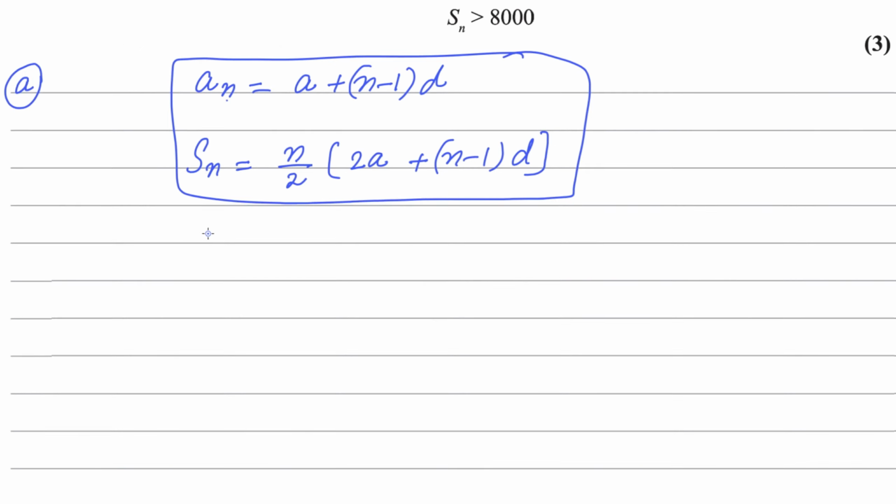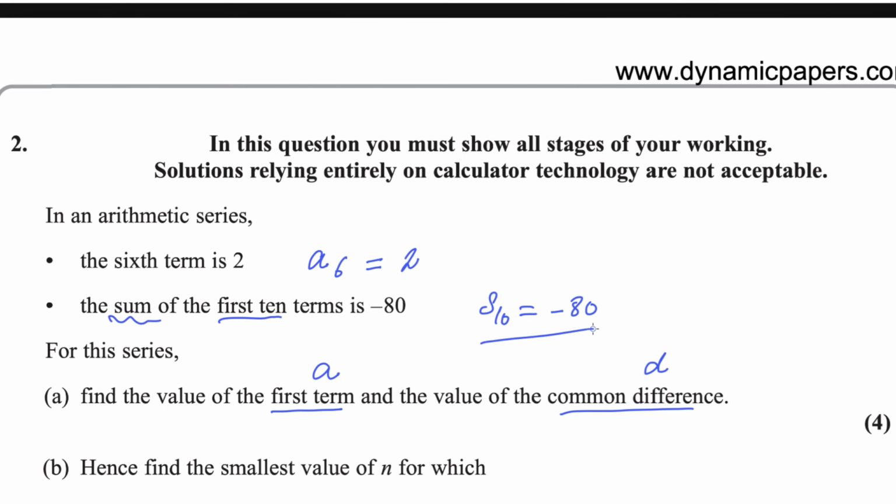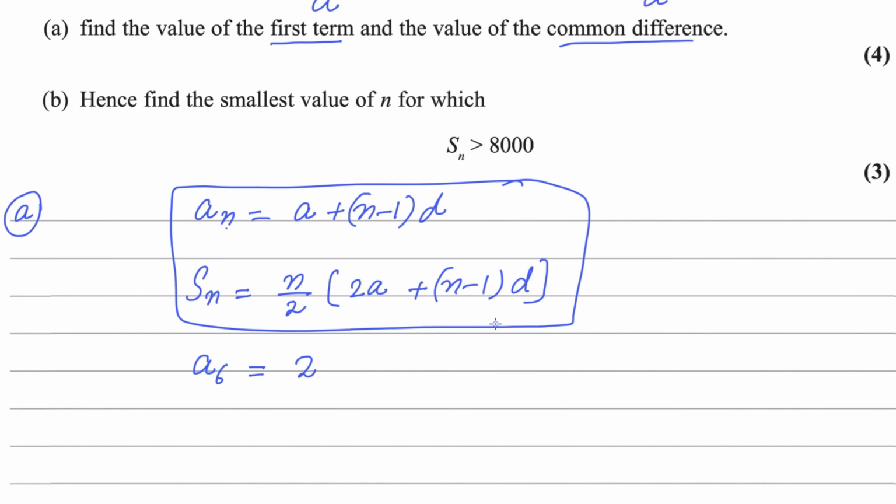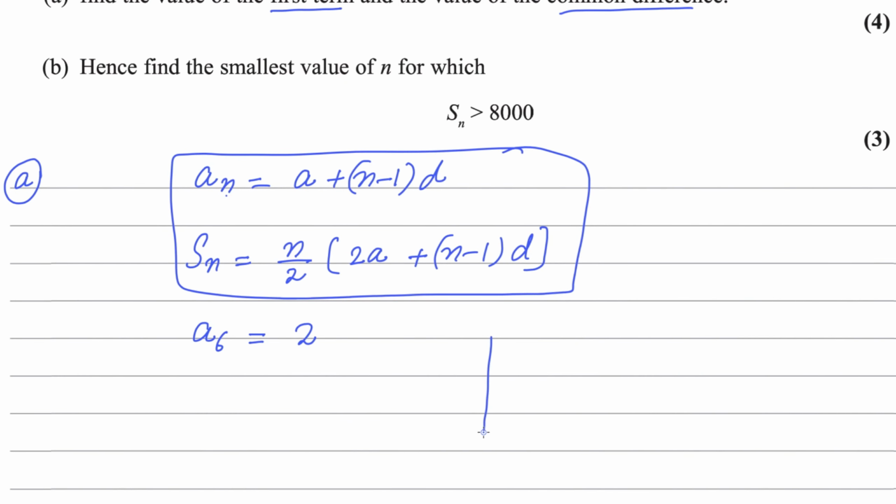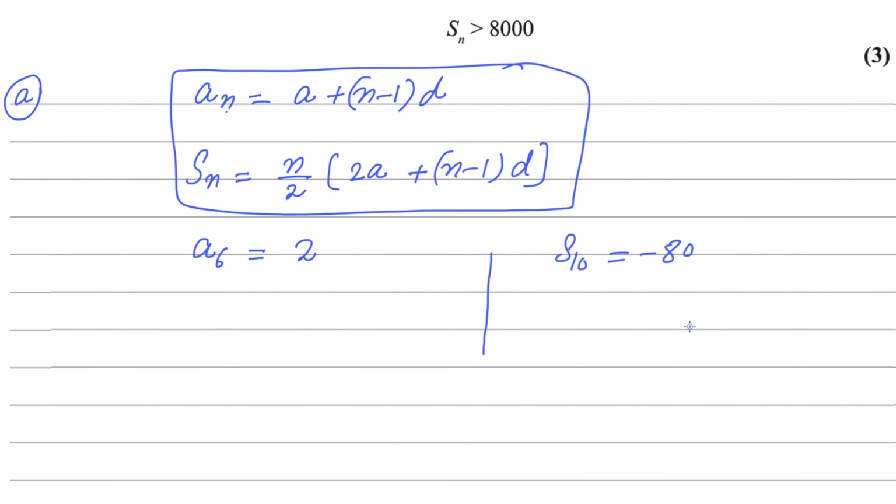It is given in the question that A6 is equals to 2 and S10 is equals to negative 80. So these two values are given here. We will apply the first formula over here. If the subscript is n, multiple of d is n minus 1. Same way we can write as a plus, here is 6. So 6 minus 1 is 5. We can write as 5d. So this is one equation.